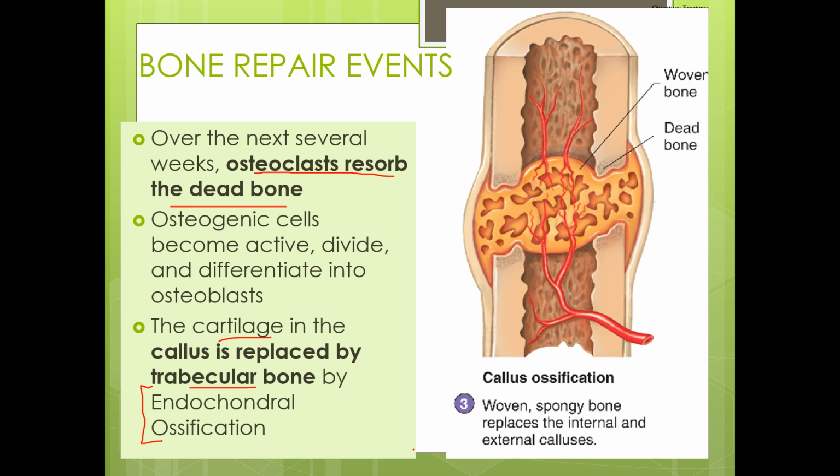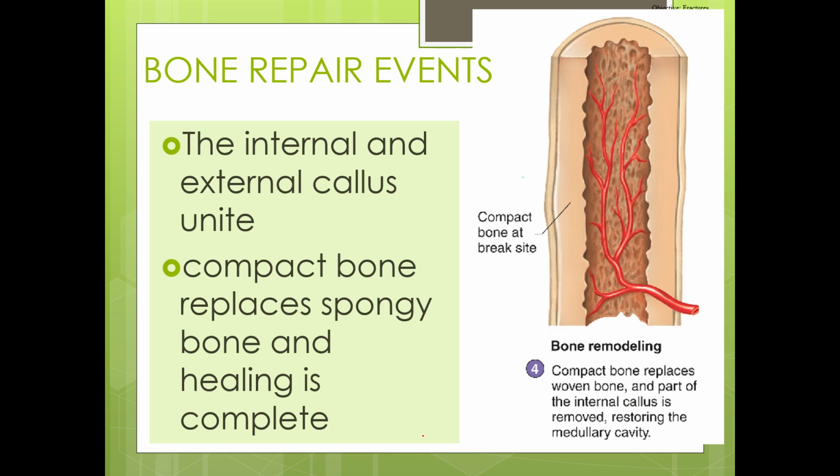So remember, the cartilage is going to be laid down. Bone is going to come in and replace that cartilage. And when bone replaces cartilage, that's called endochondral ossification. And you can see this is definitely spongy bone that is forming there. The internal and external calluses are going to unite. The compact bone replaces the spongy bone, and then healing becomes complete.